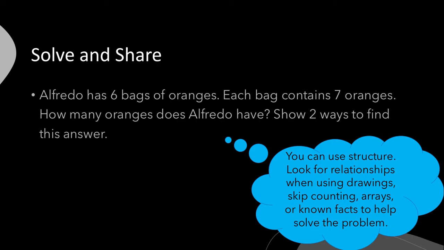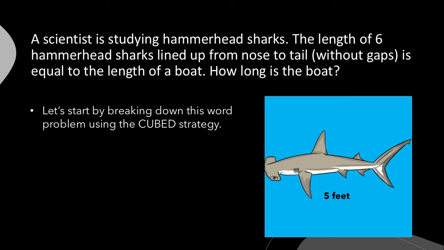Another way you could do this is you could draw pictures. You could draw 6 circles and put 7 oranges in each. And then you would add or count them to get your answer. Another way is really we just need to memorize our factors of 6 times 7. So when you're doing this, we could think about using our cube method.